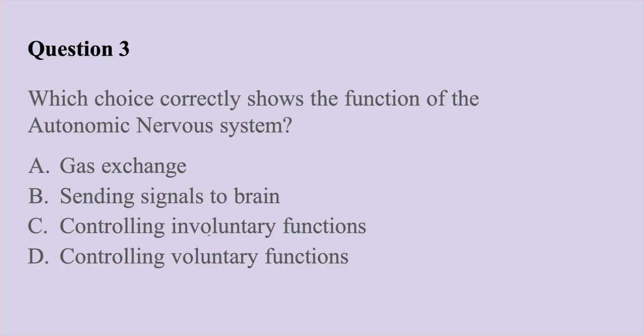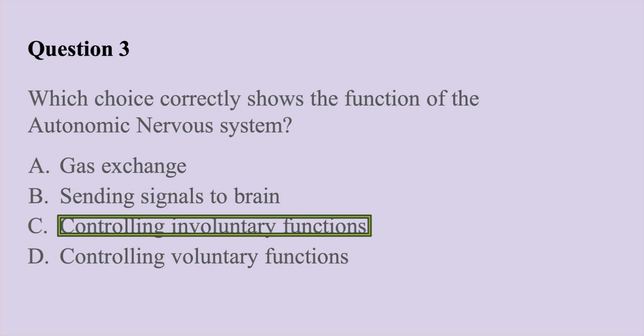Now we have, which choice correctly shows the function of the ANS? I'll give you 5 seconds to answer. Okay, if you said C, you are correct. Controlling involuntary functions. So A says gas exchange. This is the function of the respiratory system, which focuses on the O2, CO2, oxygen, carbon dioxide exchange, which is, again, a completely different body system.